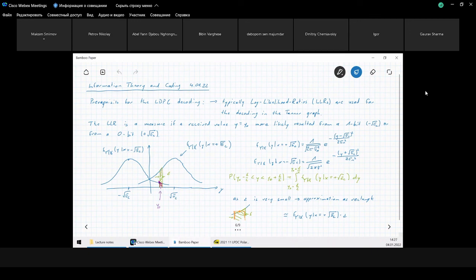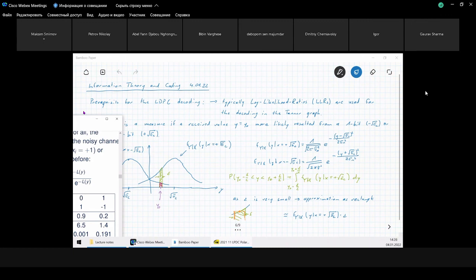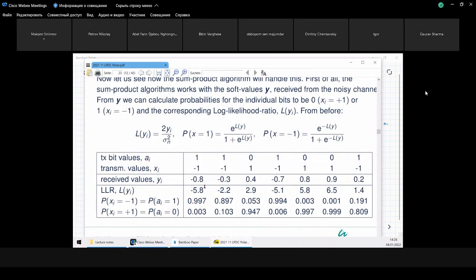So if our log likelihood ratio is larger, meaning the green probability is a lot larger than the red probability here, then it's more likely that a +1 was transmitted. So the log likelihood ratio is directly a measure of which bit was most likely transmitted if we observe a certain value y. And at the end, we figured out that we can also calculate probabilities from our log likelihood ratio, coming back to this example here.